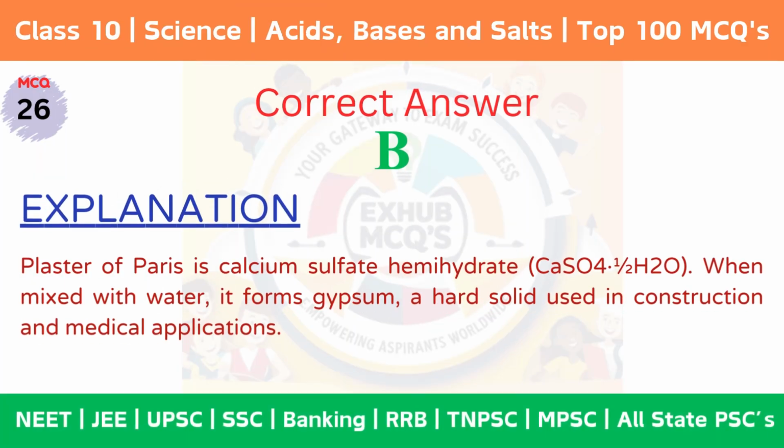The correct answer is option B, CaSO4·½H2O. Explanation. Plaster of Paris is calcium sulfate hemihydrate, CaSO4·½H2O. When mixed with water, it sets to form gypsum, CaSO4·2H2O. It is used in construction and making molds.